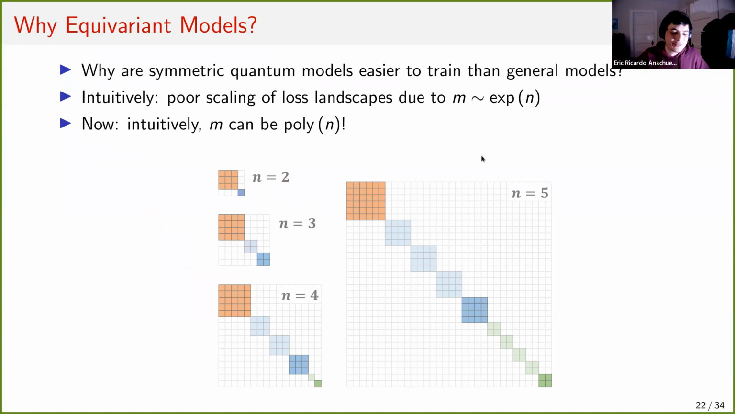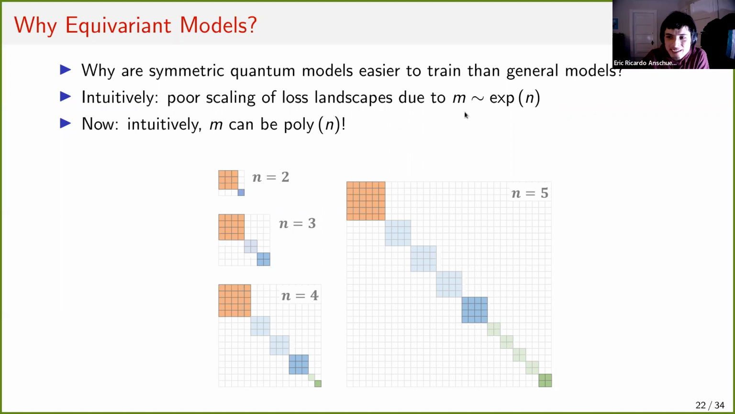This has already been known for a while. And in fact, this is one of the motivations of these symmetry equivariant quantum machine learning model papers, because they also noticed this.